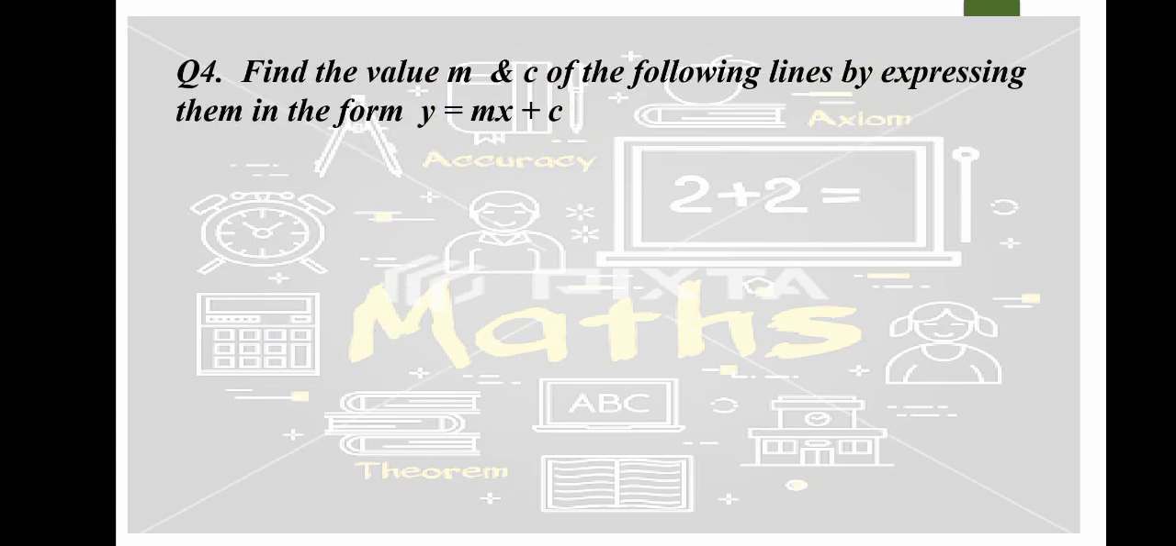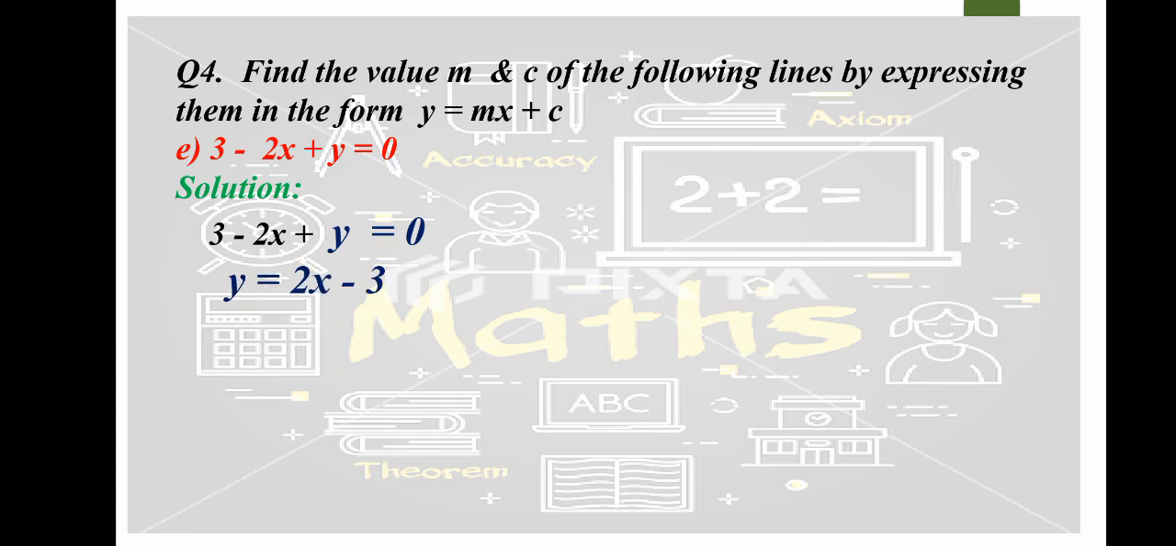Question number 4, E part is 3 minus 2x plus y equals to 0. For the solution, we will move 2x towards the other side and 3 towards the other side. So 2x is negative. When it moves towards the other side, it will become positive. So the equation will become y is equal to 2x, and 3 will move towards the other side and become negative. So 2x minus 3. Here the coefficient of x is m and the constant is c. So according to that, m is equal to 2 and c is equal to minus 3.